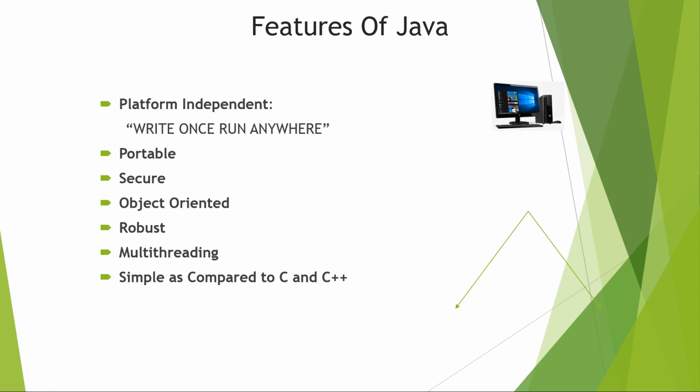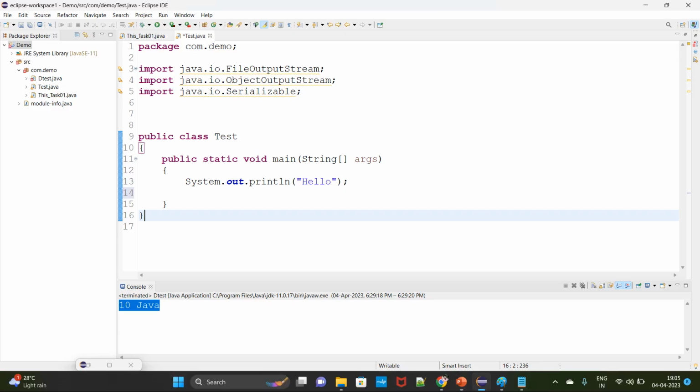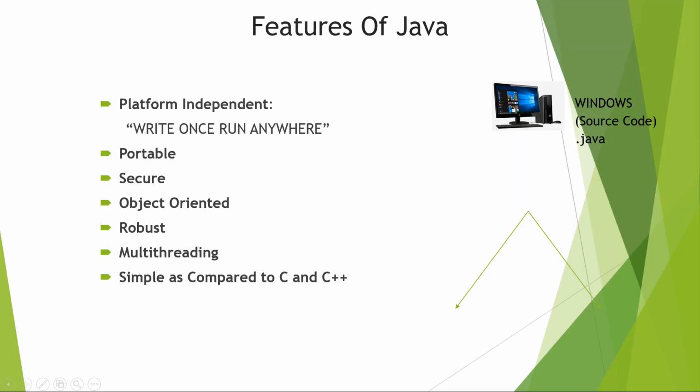Suppose we have a system with Windows as the operating system. In that we write our program, that is, the source code. We know that if we write any program, we call it the source code, right? And what is the extension of that? It is .java. If I write any code here, suppose this is my Eclipse, the extension is .java, right?